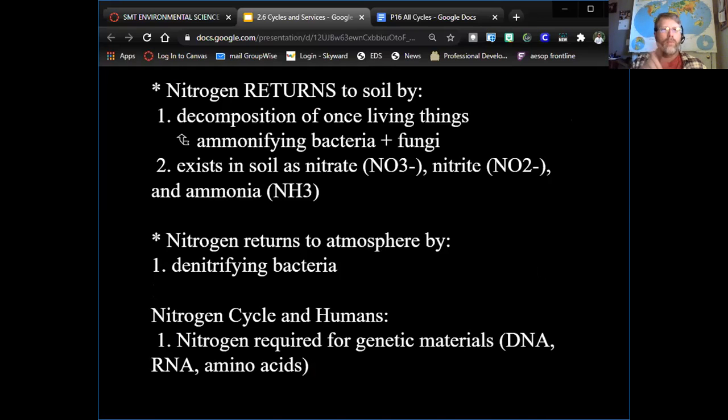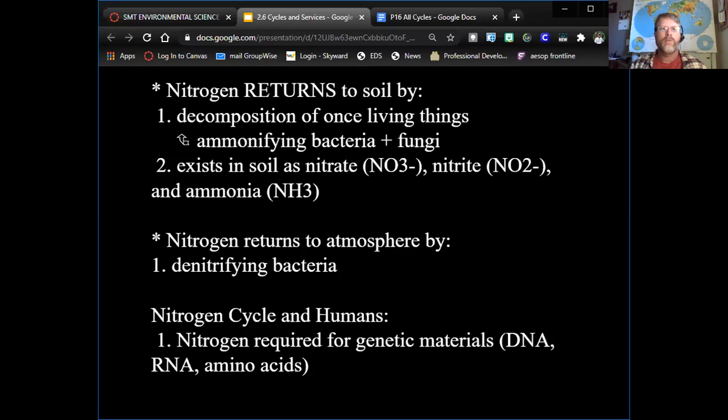So nitrogen returns to the soil by decomposition. Those dead things, or it can also be true for when you go to the bathroom, all that dead matter, those once living things or once living molecules, then the bacteria and the fungus will start pushing it back into the soil. So it exists in soil as the nitrates, nitrites, and ammonia.